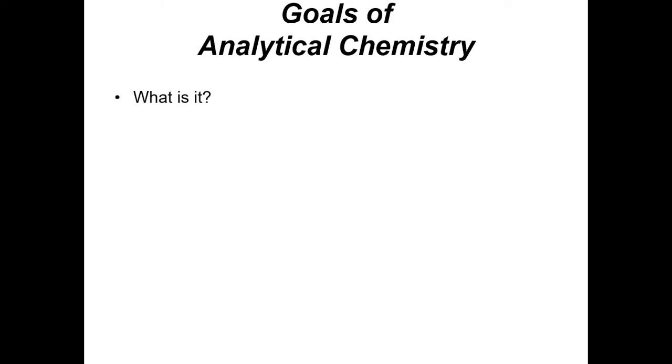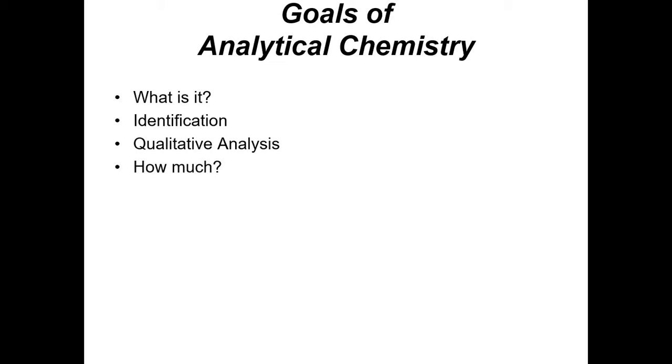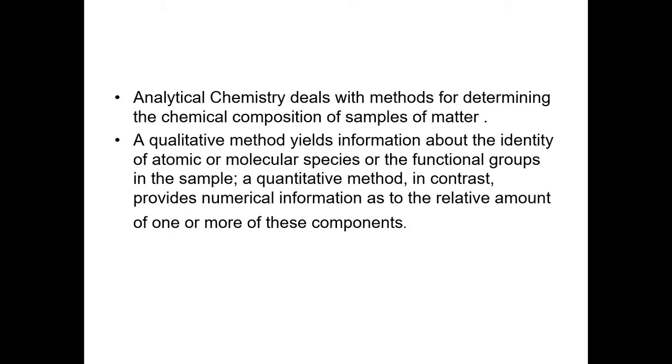Remember that the goal of analytical chemistry is to identify, to qualify, and to quantify. Okay, remember that is our goal. So that is why we have qualitative and quantitative analysis. Now, analytical chemistry, as you know, deals with methods for determining the chemical composition of samples of matter. The qualitative method yields information on the identity of that substance, whereas the quantitative method provides the numerical information as to how much of that substance is present.